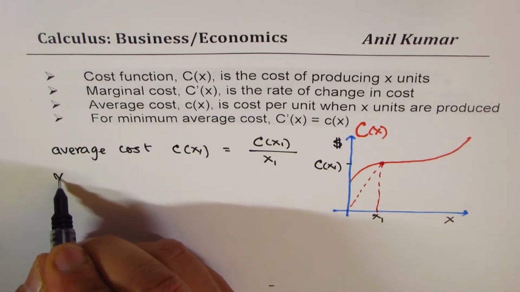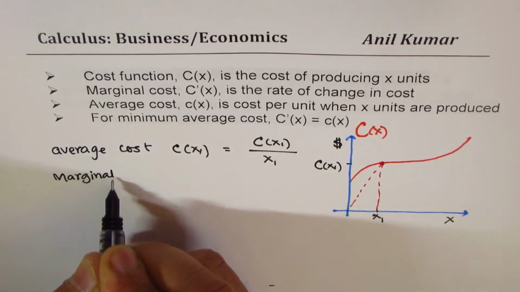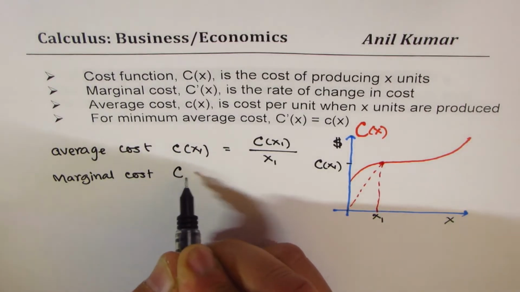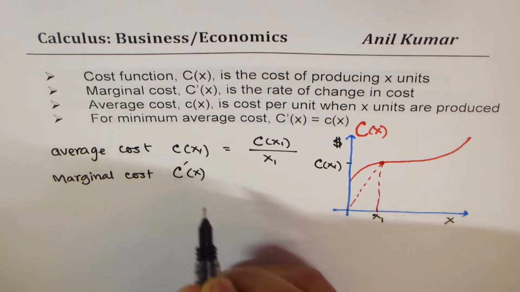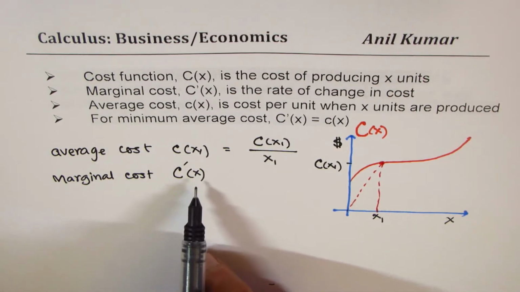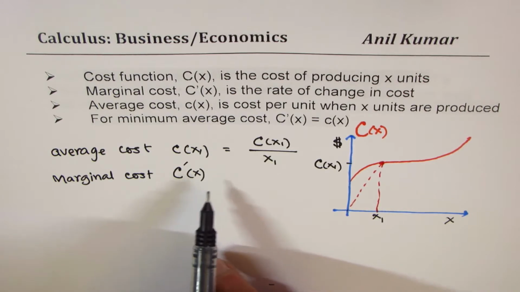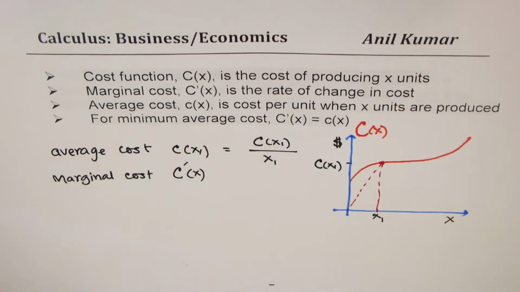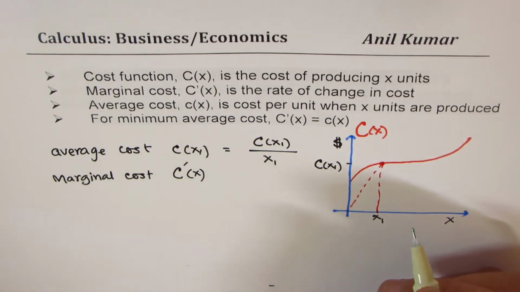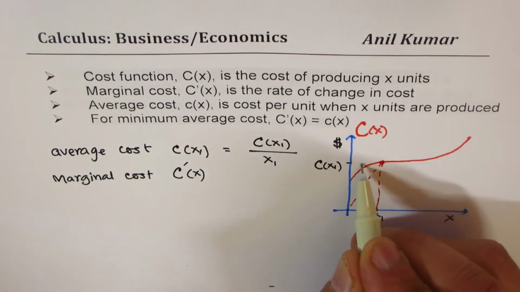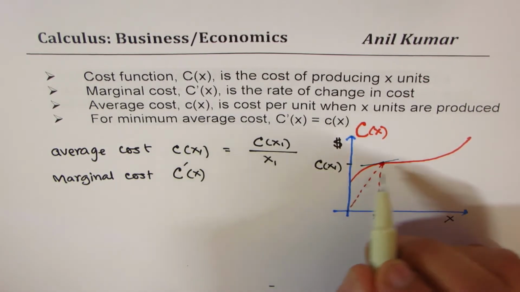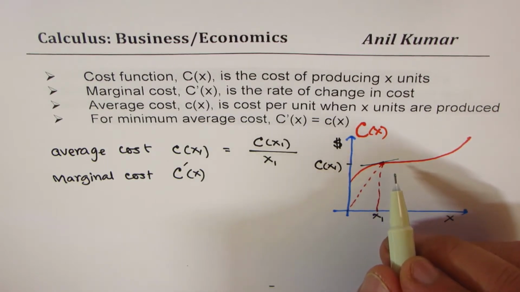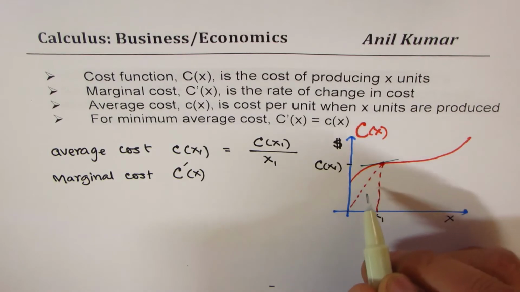The marginal cost will be, we're using capital C, the derivative of the cost. So that is going to be the marginal cost. Marginal cost gives you the rate of change of cost, correct? So on a graph, marginal cost will be shown by the derivative. If I draw a slope at a point, it will give me marginal cost. So if I draw a slope here, this slope is going to give me the marginal cost. Perfect. That is what marginal cost is.